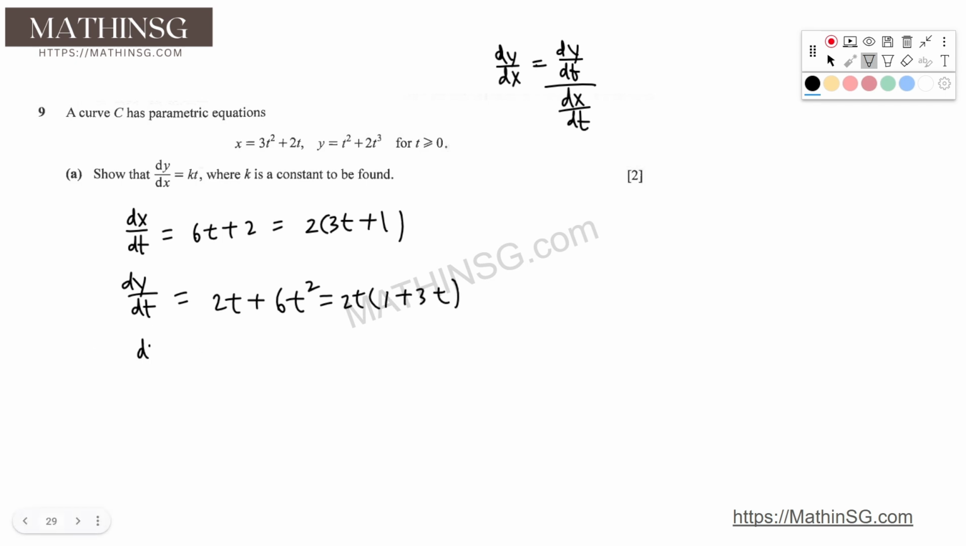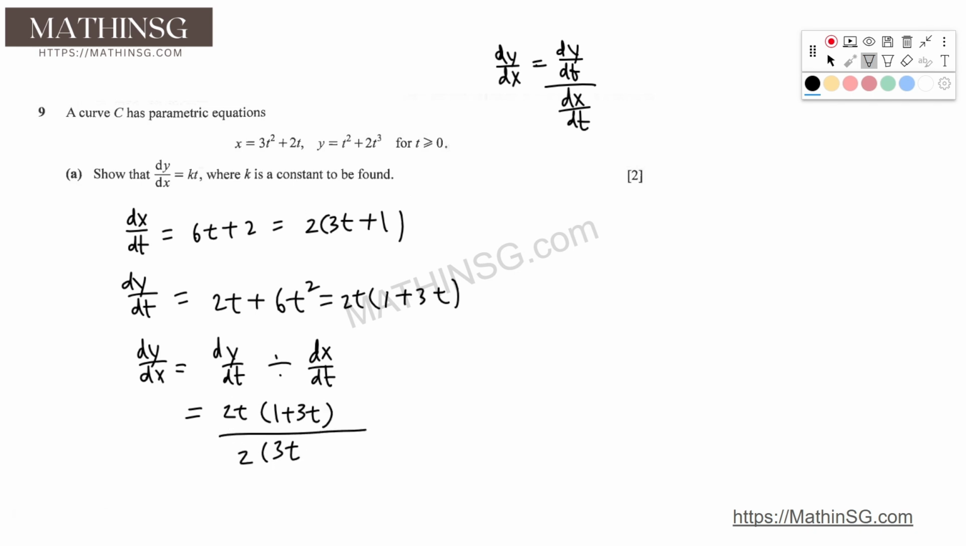So dy/dx is equal to dy/dt divided by dx/dt, which is equal to 2t times (1 plus 3t) over 2 times (3t plus 1). So this can be cancelled off and you'll be left with t. Comparing dy/dx equals kt and dy/dx equals t, I know that k is equal to 1.